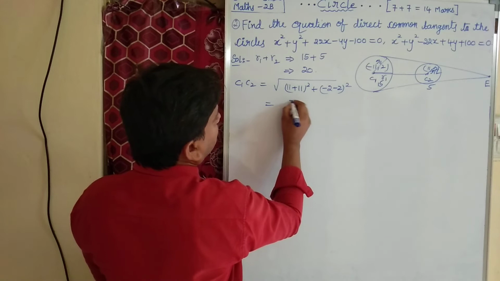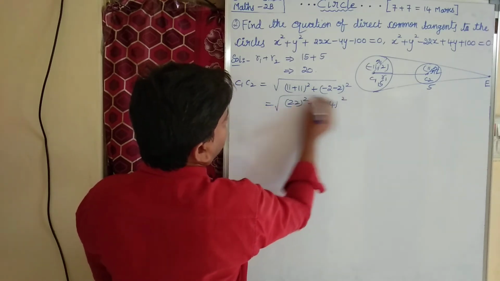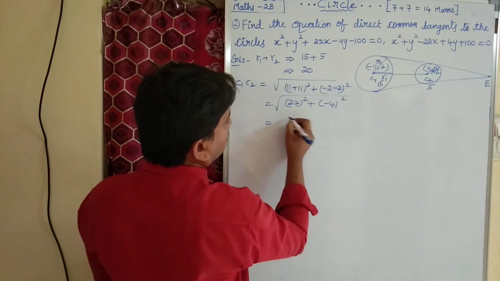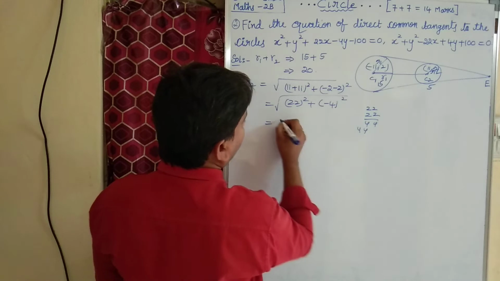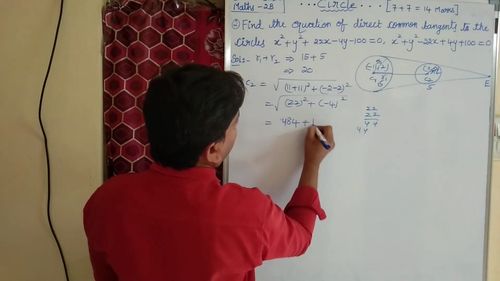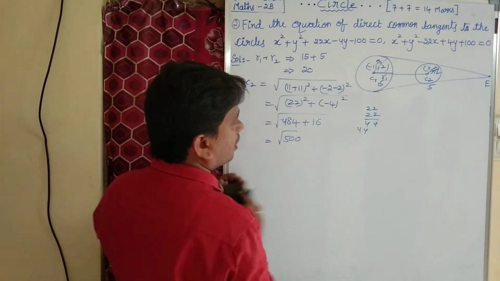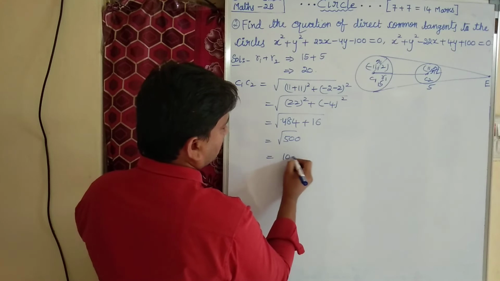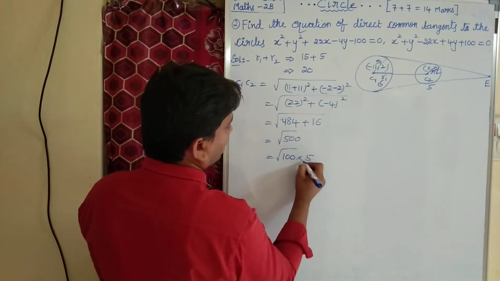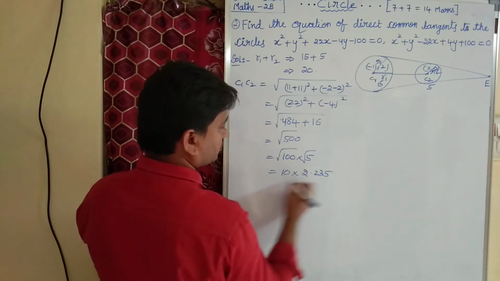11 plus 11, 22 whole square plus minus 4 whole square. 22 square means 22 into 22, that is 484. 4 square means 16, which is equal to root 500. How can we write root 500, children? 100 into 5. I can write it as root 100 into root 5. Root 100 means 10. Root 5 value is 2.235.